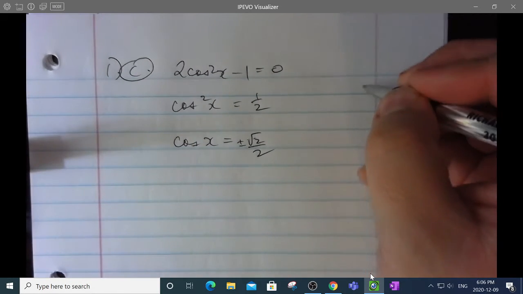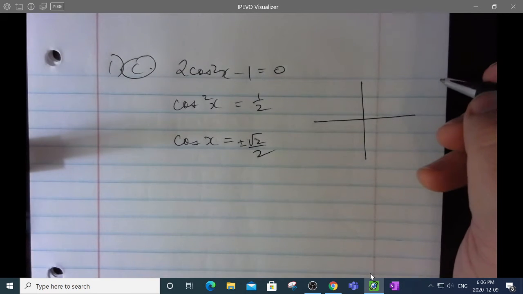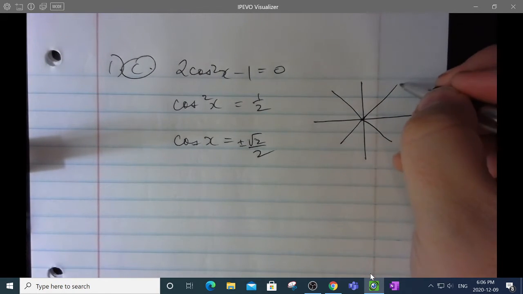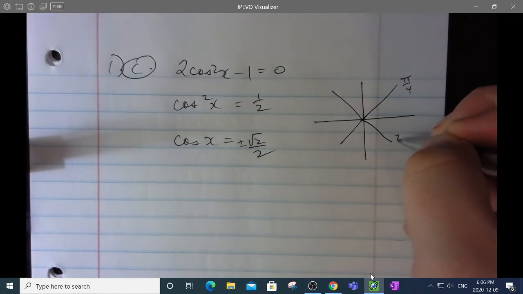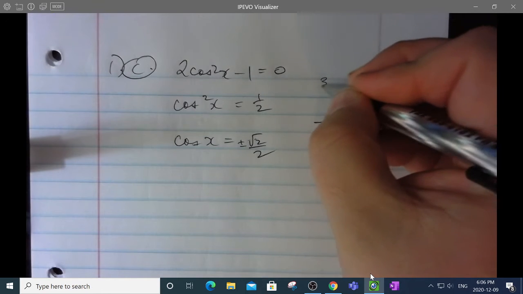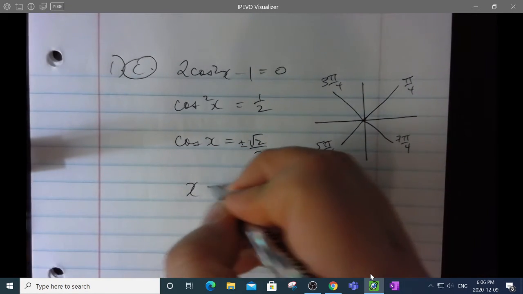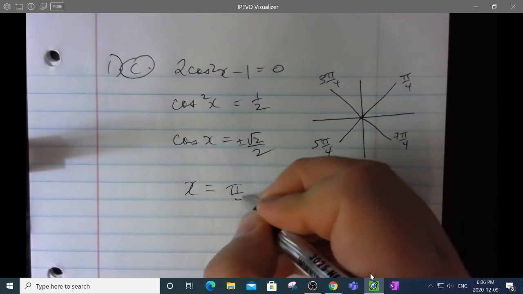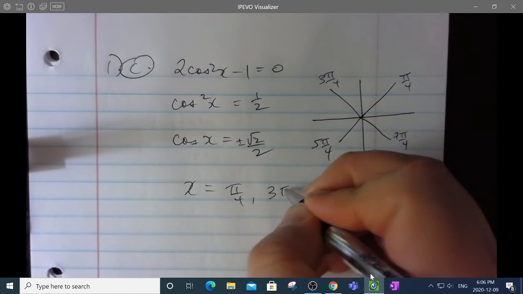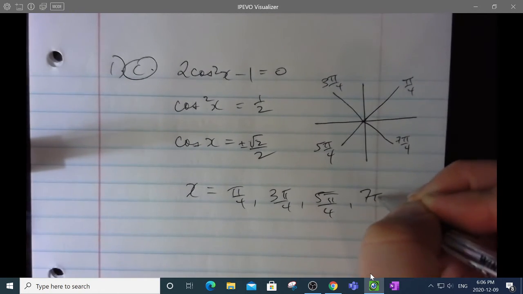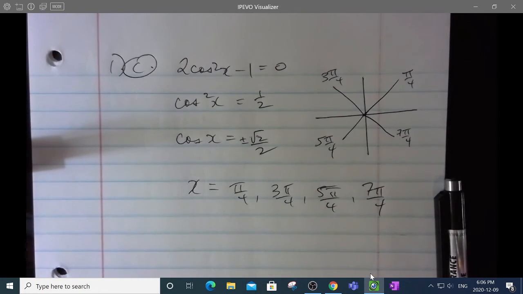So it's actually the same answers, right? Because sine and cosine are actually the same thing at the 45-degree or the pi by 4 families. So cosine would be positive here and here, and it would be negative here and here. So it's the same answers: pi by 4, 3 pi by 4, 5 pi by 4, and 7 pi by 4. There we go. That's how you do those two questions.